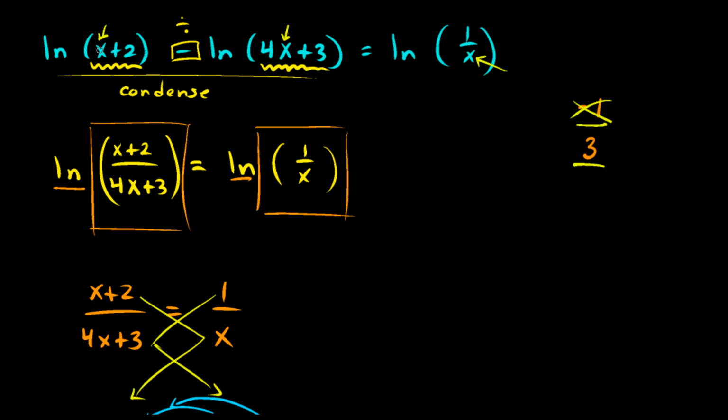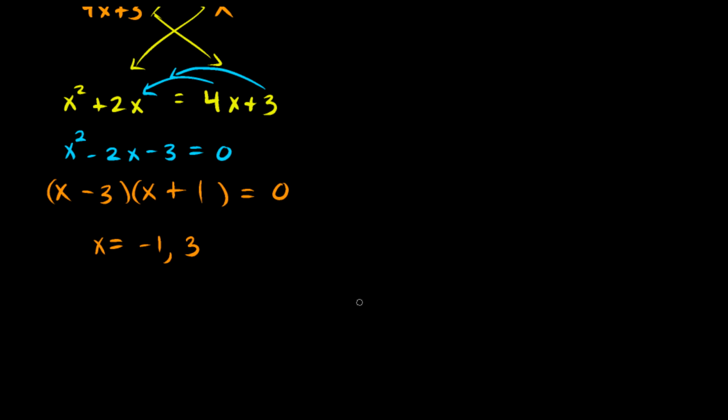Now let's try 3. 3 plus 2 is 5, that's fine. 4 times 3 plus 3 is 15, that's fine. And 1 divided by 3 is positive, that's fine. So my answer is just 3. And that's it.